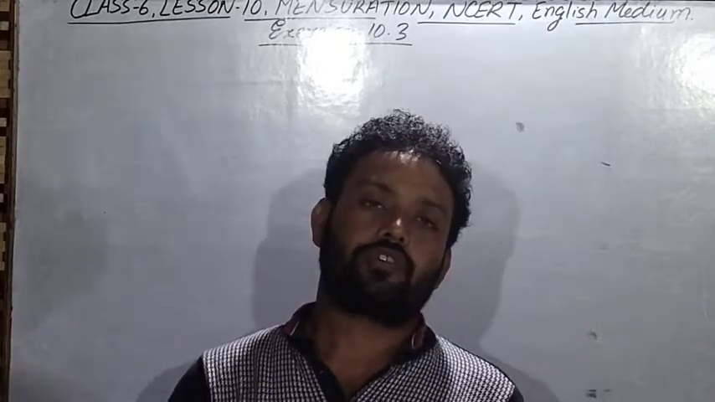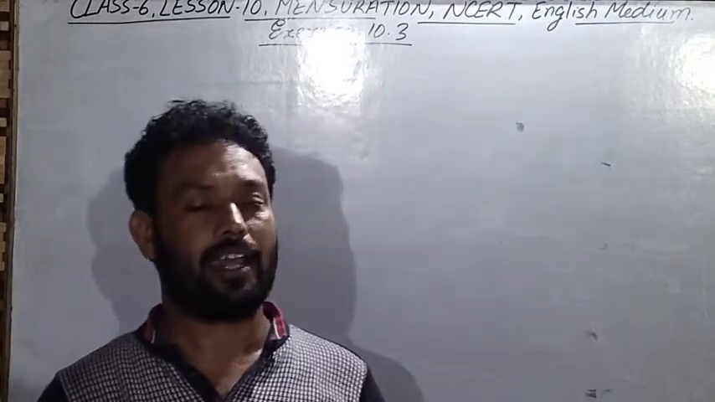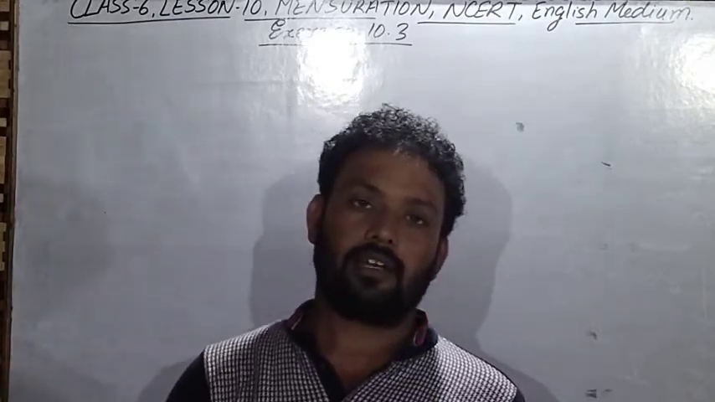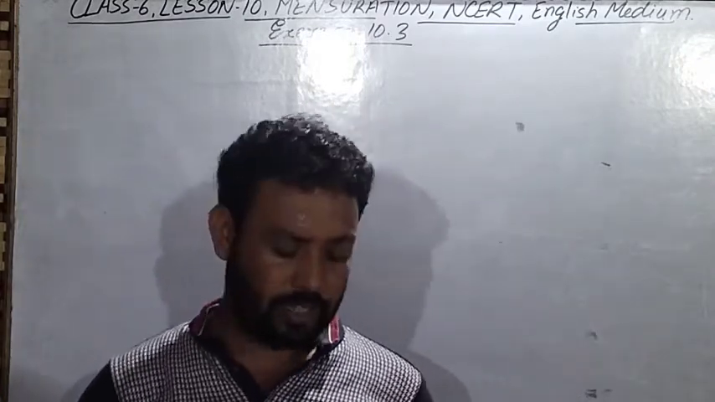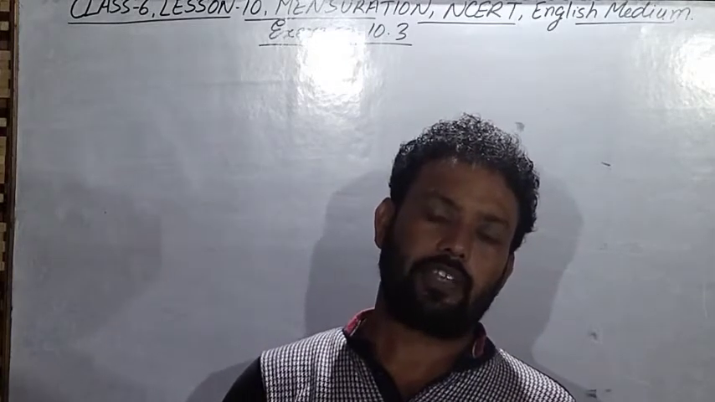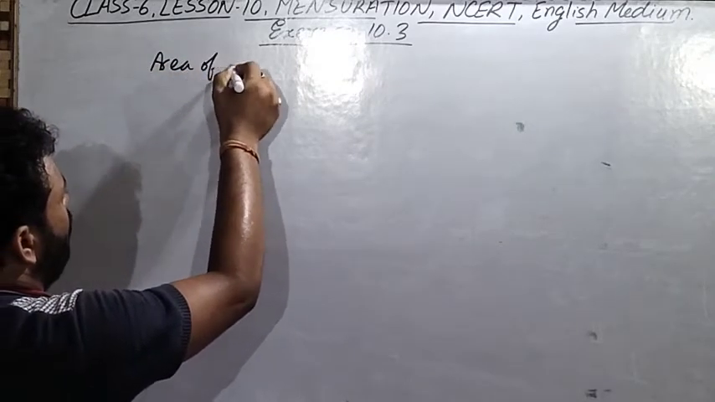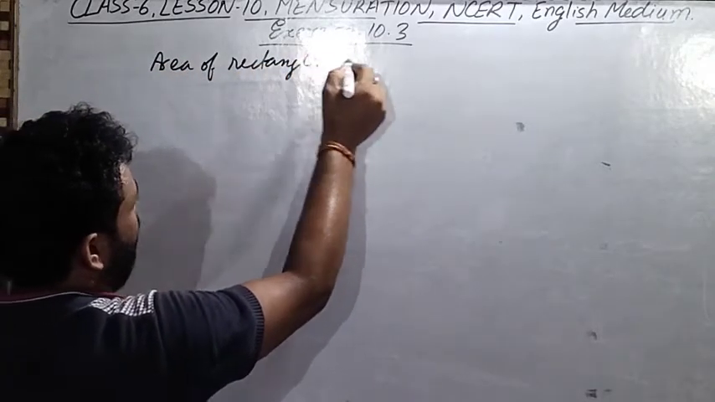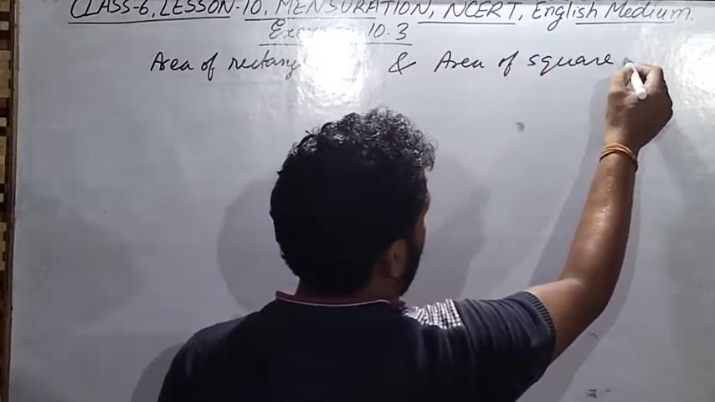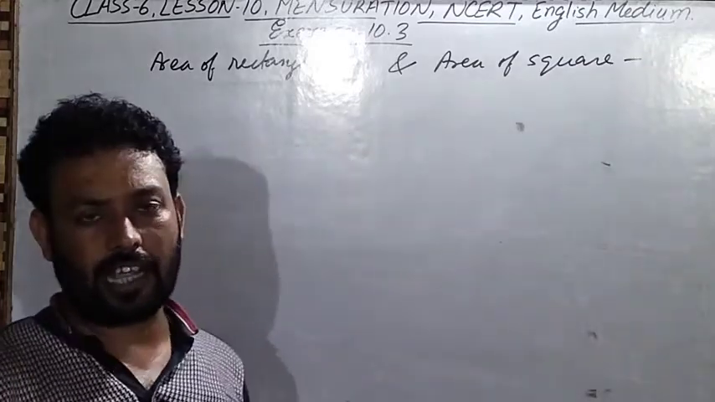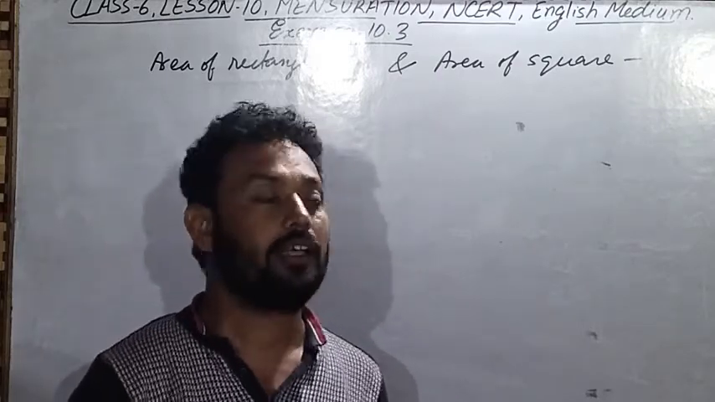Today we are going to study class 6 NCERT mathematics lesson 10 mensuration, and today we will do exercise 10.3. 10.3 is related with area of rectangles and area of square. We have studied what is a rectangle, what is a square. We have learned perimeter of rectangle, perimeter of square.